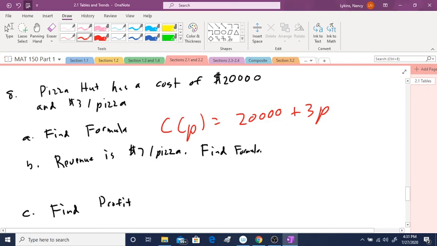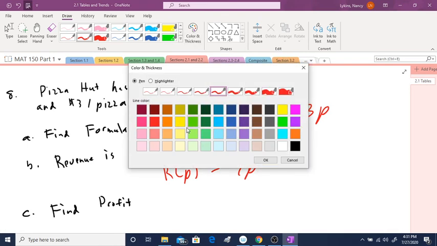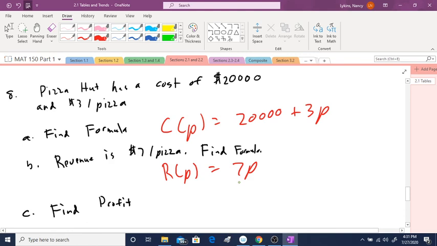Okay? Now, what about the revenue? So revenue per pizza is $7. That means we're making $7 for every pizza. So that's how we're making up this cost. Okay, now profit. Some of us may have had business and economics in high school, or maybe you've taken some in college. But the profit is always your revenue minus your cost. You have to have more revenue than cost, or you're going to be in the hole.